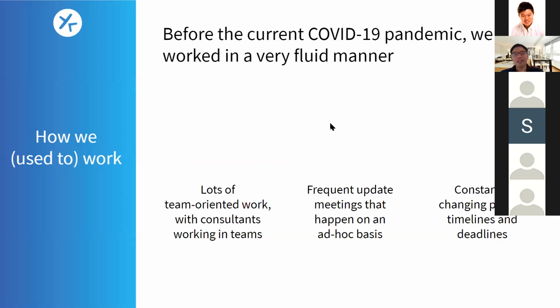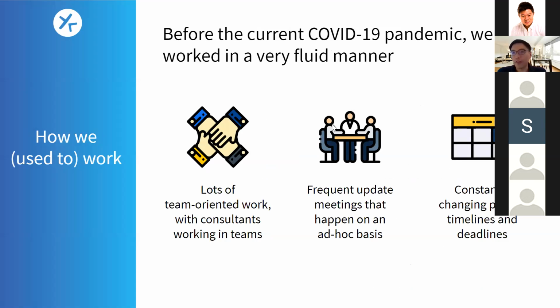I think, as with many small firms, we used to work in a very fluid manner. It's a relatively small team. We have about 10 people, including interns. With our new interns, we now have about 12 people. So we used to work like a typical small team, all in the same space. The work is very team oriented, with lots of discussions, lots of back and forth, different ideas.